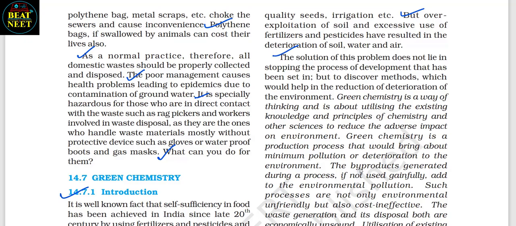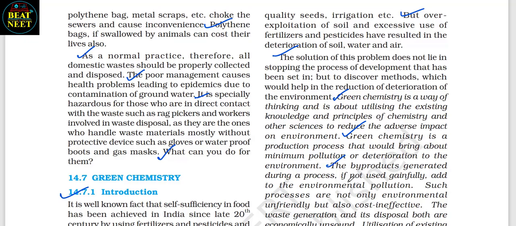The solution of this problem does not lie in stopping the process of development that has been set in, but in discovering methods which would help in the reduction of deterioration of the environment. Green chemistry is a way of thinking and is about utilizing the existing knowledge and the principles of chemistry and other sciences to reduce the adverse impact on the environment. Green chemistry is a production process that would bring about minimum pollution or deterioration to the environment.